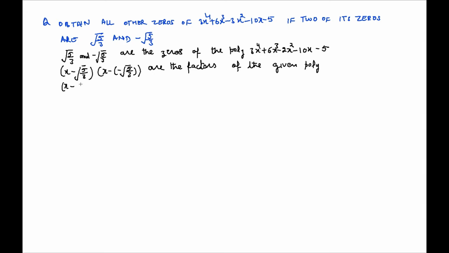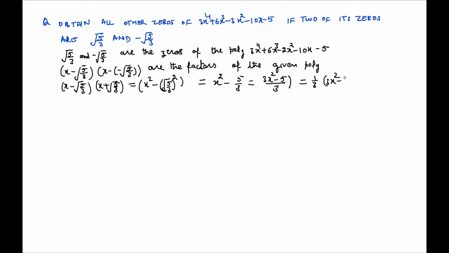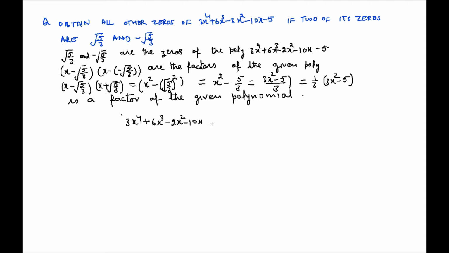Now I have x minus root 5 by 3 and x plus root 5 by 3, that will come out to be x square minus root 5 by 3 whole square by the formula. This is equal to x square minus 5 by 3. Take 3 as LCM. You will have 3x square minus 5 in the numerator. This is equal to 1 by 3. 3x square minus 5 is a factor of the given polynomial. Now divide the given polynomial by 3x square minus 5. So write 3x4 plus 6x cube minus 2x square minus 10x minus 5 divided by 3x square minus 5.